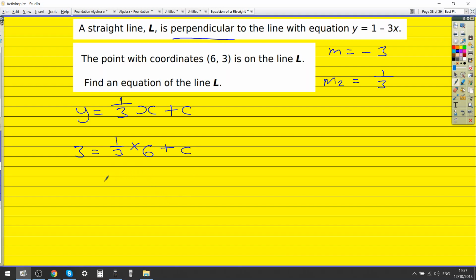And then if I just go on, I've got one calculator, let me just do that real quick. So 6 divided by 3? 2. Yep. And then 3, so c is 1. And the equation will just end up being y equals a third x plus 1. That's it. 1/3 x plus 1.